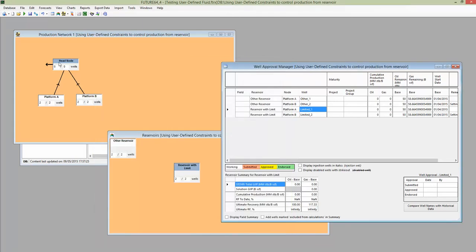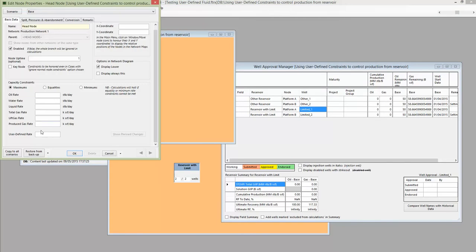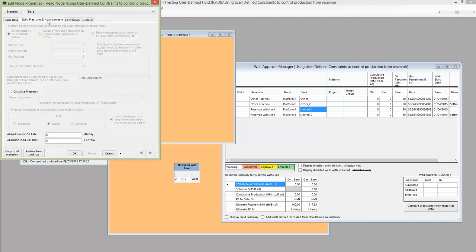And then you can also apply constraints at any point in the network on those user-defined rates. You can also define what happens if you've got a fixed fraction split: you can define what fraction of your user-defined pseudo-phase goes from one path or the other.